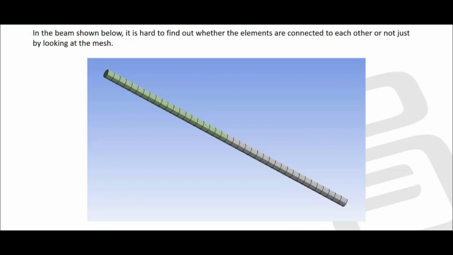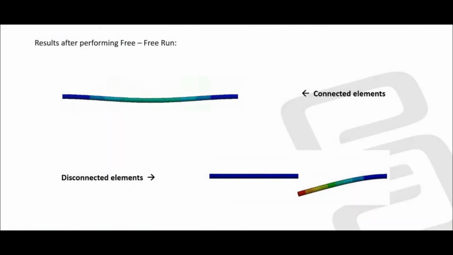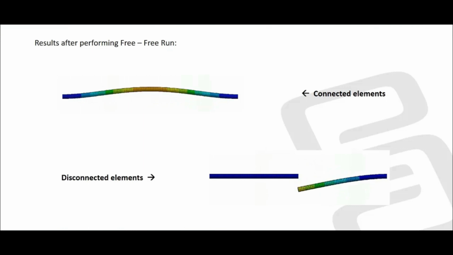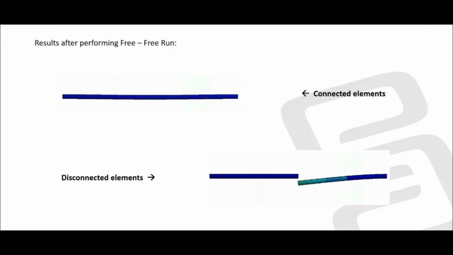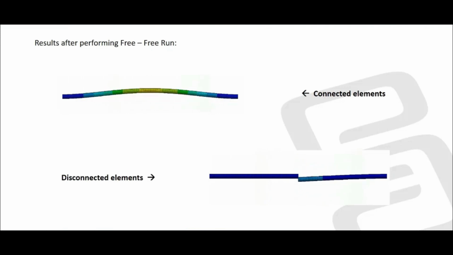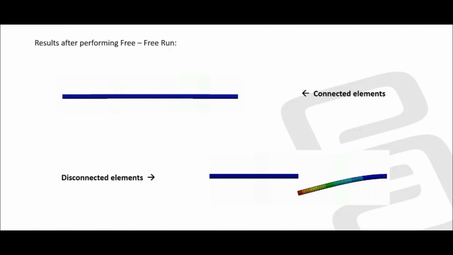Now once we perform free run, we get results something like this. Here you can immediately notice what is happening. You can see that the top example has every element vibrating together. So it means everything is connected. In the second example, you can see how the elements are disconnected. Only one part is vibrating and another part is not vibrating. This is why we perform free run, so that we can see this kind of issues just by looking at the animation itself. This is also called a mode shape.